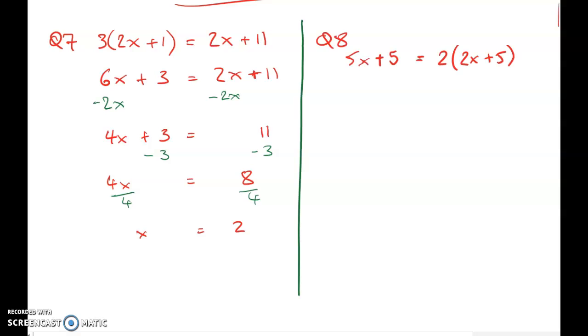Moving on to question 8. Same thing here. We have some brackets to get rid of. This time it just happens to be the brackets are on the right hand side. This is still the same process. We're still going to multiply that 2 that's sitting out the front by each of the things inside. So 2 multiplied by 2x and 2 multiplied by 5.